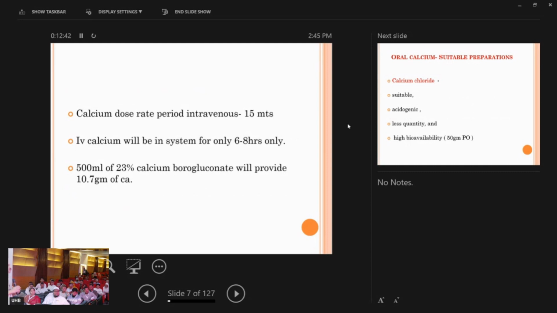So the calcium dose you have to give over 10 to 15 minutes, and IV calcium will be in the system for only 6 to 8 hours. Again, you have to repeat it. After recovery, you have to give oral calcium so that the animal will take the calcium and maintain homeostasis. The market preparation available is 23% calcium borogluconate, which will deliver 10 gram of calcium.